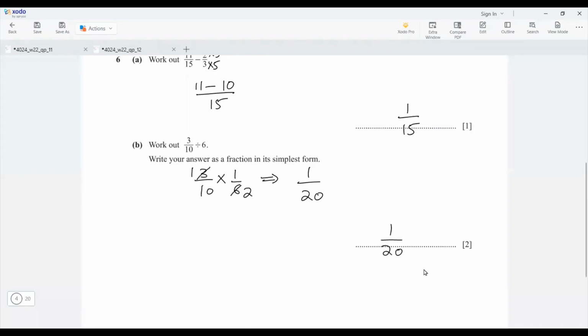So there are a lot of questions from the topic number. I don't think these questions are difficult, and you can get 100% out of this topic, inshallah.